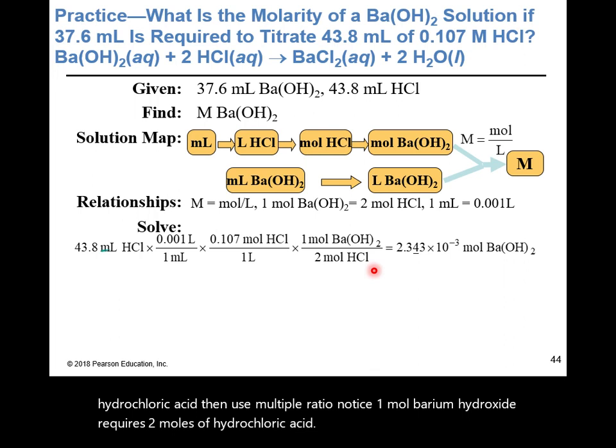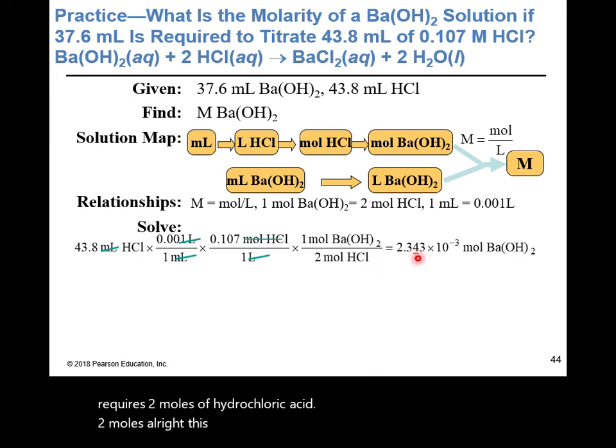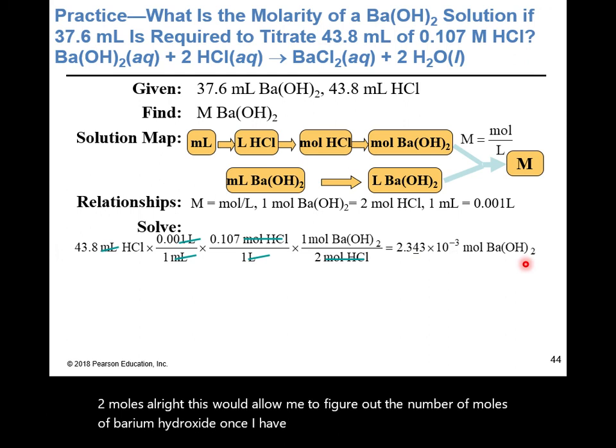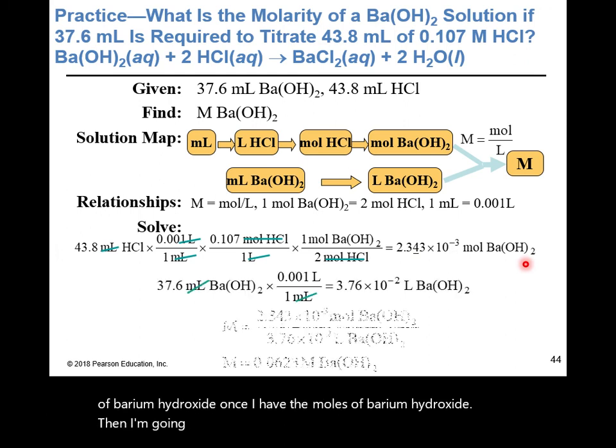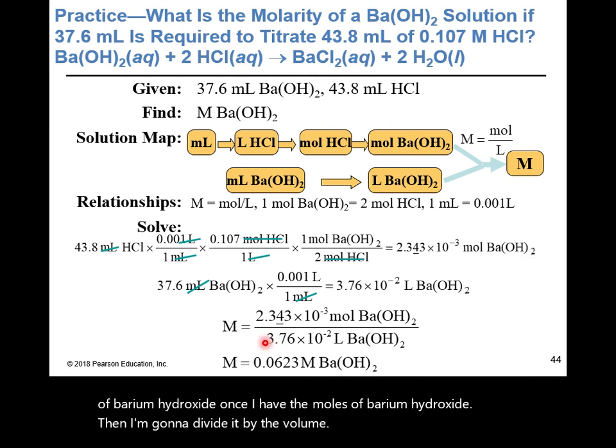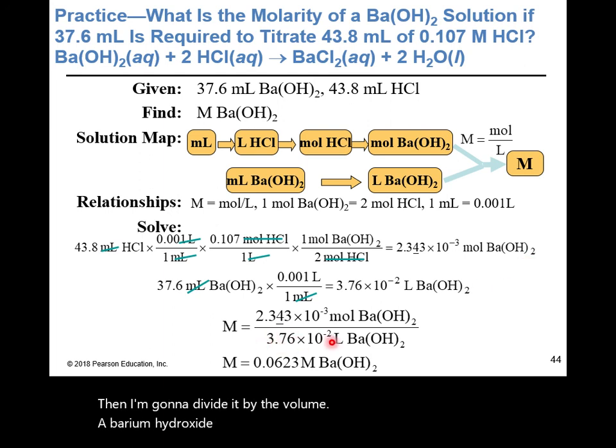2 moles. All right, this would allow me to figure out the number of moles of barium hydroxide. Once I have the moles of barium hydroxide, then I'm going to divide it by the volume of barium hydroxide, 3.76 times 10 to the negative 2 liter, and I get 0.0623 molar barium hydroxide.